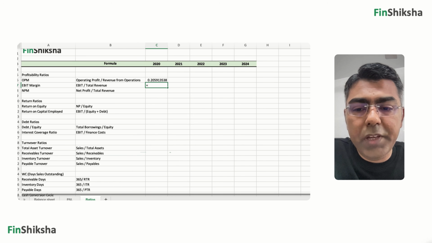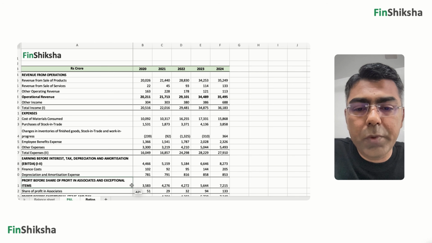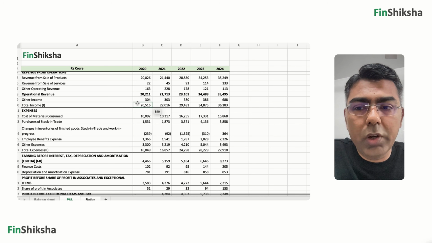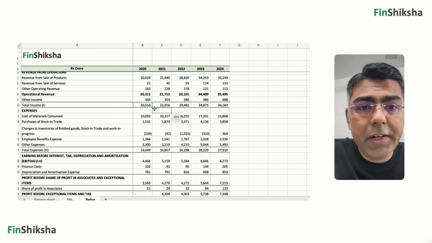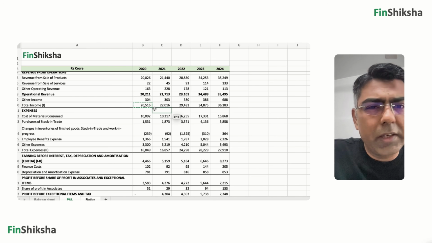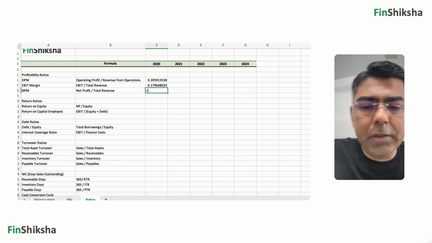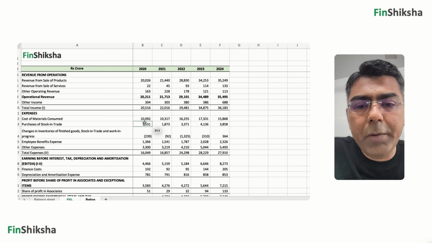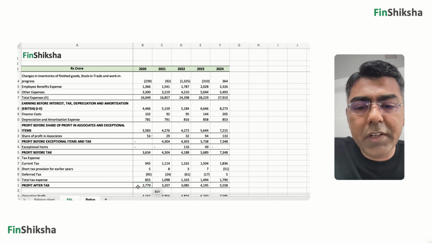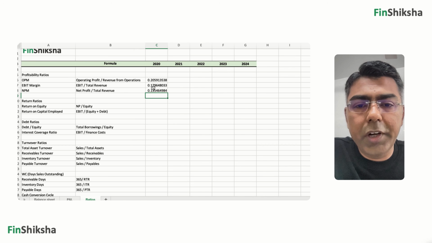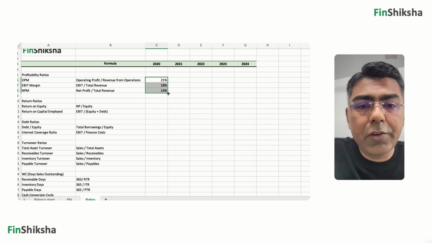EBIT margin would be EBIT, which we have calculated here. EBIT divided by total revenue or total income. Once again, I'll reiterate, it is not necessary that you use total income. You can use operational revenue. That's absolutely fine. Just remove other income from all your calculations and that should work, right? And net profit generally includes other income because it's post-tax. So net profit ideally should be profit after tax, that is divided by total income. So this is your net profit margin. All these three are percentages. So we'll put percentages and we can then drag it on the right side.